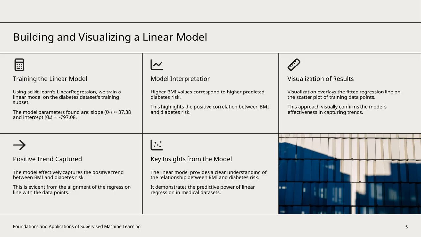Finally, from this model, we gain key insights. It provides a straightforward, interpretable picture of the relationship between BMI and diabetes risk. Plus, it highlights the predictive power of linear regression, especially in medical datasets where understanding such relationships can be vital.